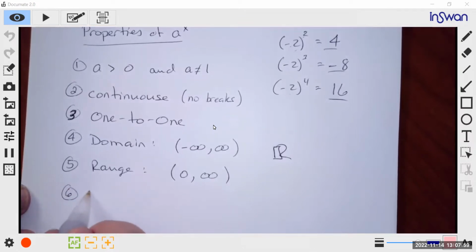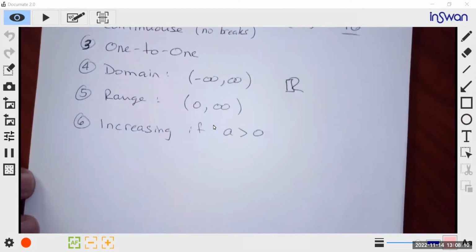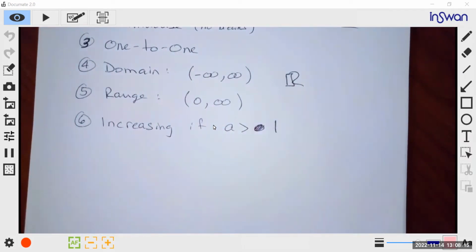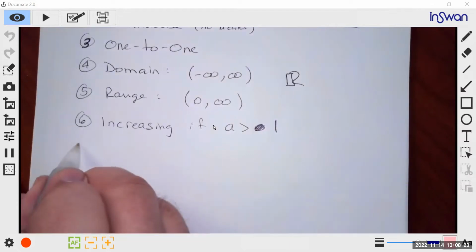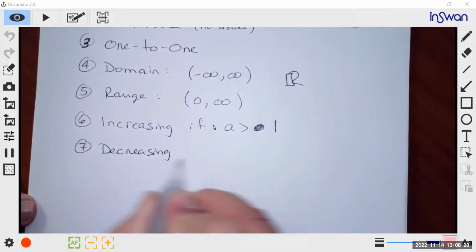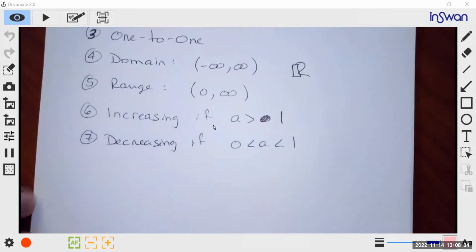Number 6. It's an increasing function if a is positive. I should say, we know it's positive, it has to be bigger than 1. If a is bigger than 1, then we know it's an increasing function. It's a decreasing function if a is between 0 and 1. And I'll show you what this means in a second.